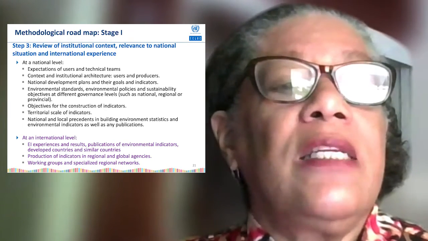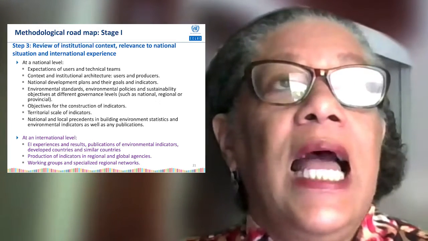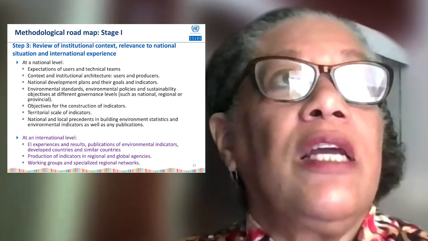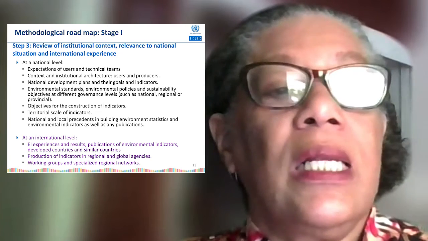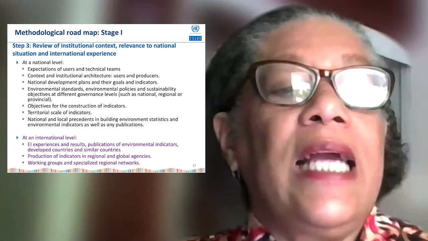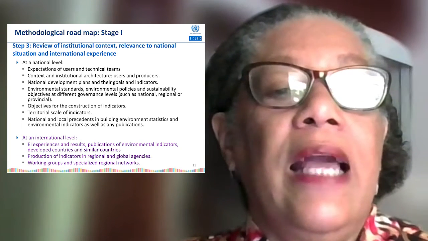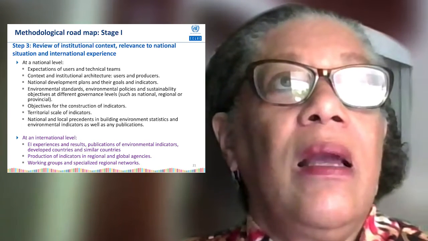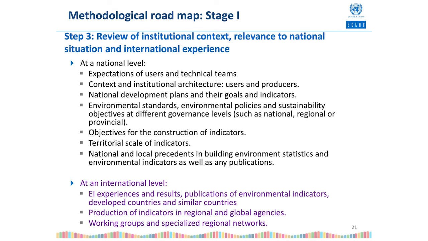We want to look at the objectives for the construction of specific indicators, as well as the scale of the indicator. Well, it would be territorial, it would be national or regional within the country. So we'd also need to look at national and local precedents for building environment statistics and indicators and any publications that have already been produced. At the international level, we could look at environment indicator experiences and results, publications of indicators from developed countries as well as countries similar to your own. We'd look at the production of indicators in regional and global agencies, as well as working groups and specialized regional networks, such as the CARICOM network that I mentioned earlier.